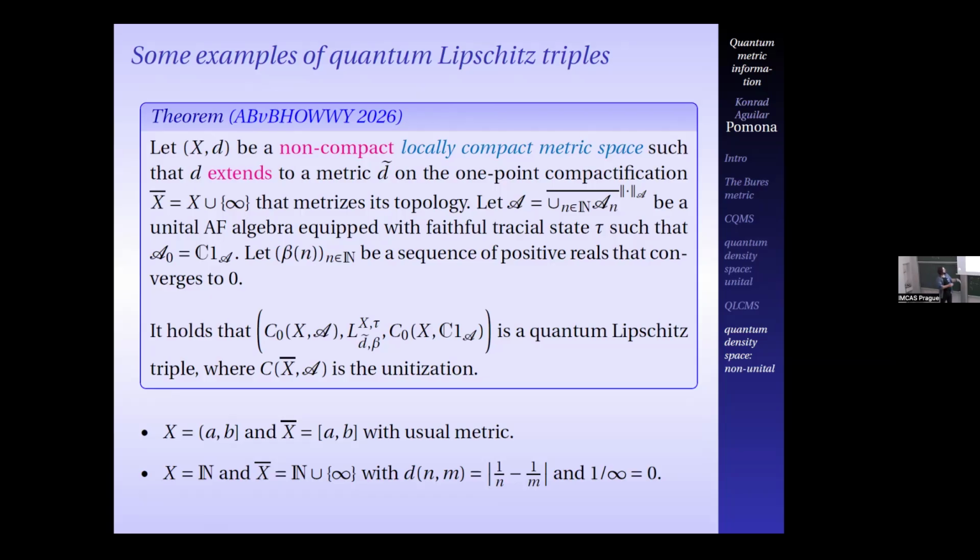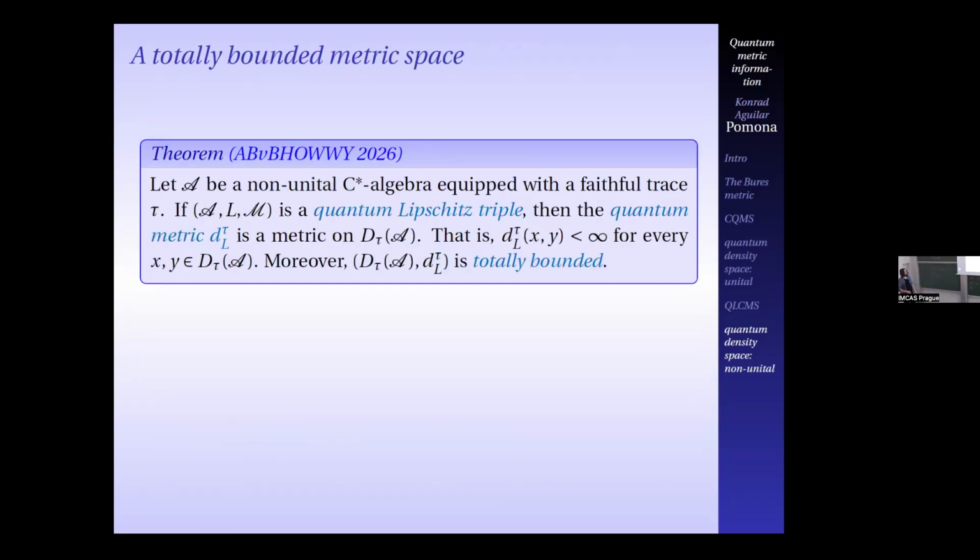But you don't need just C0 of X. You can have values in an AF algebra using the trick I mentioned before, with this Lipschitz constant plus this piece that takes care of the infinite dimensional nature of the AF algebra. So there are many nice examples that give us the right definition of quantum Lipschitz triples, which still satisfy what it means to be a quantum locally compact metric space.